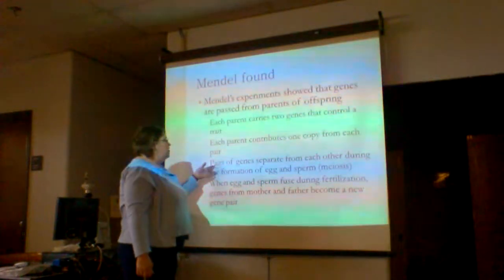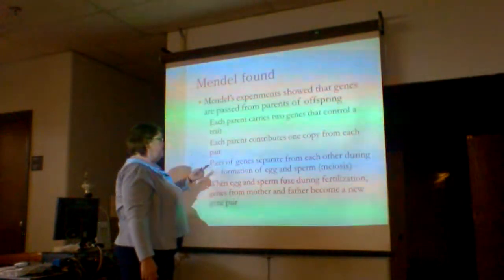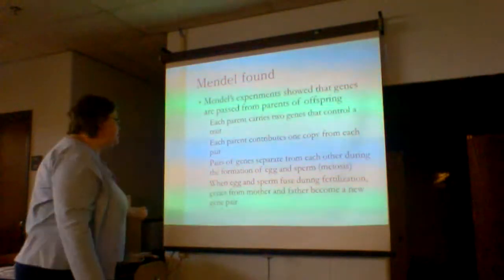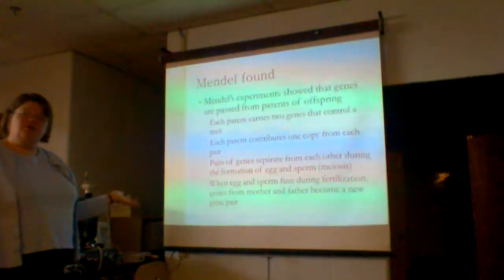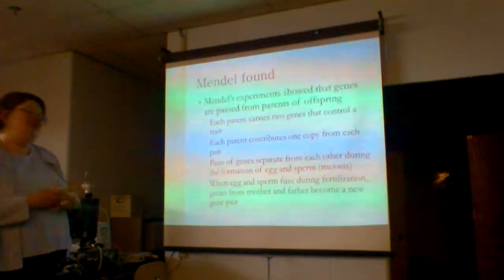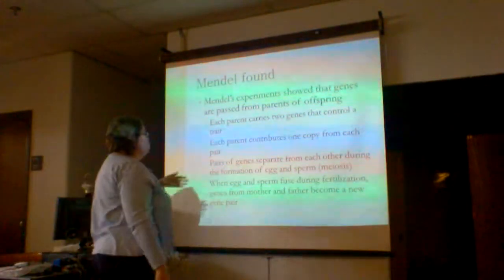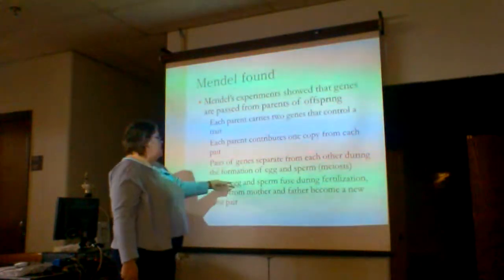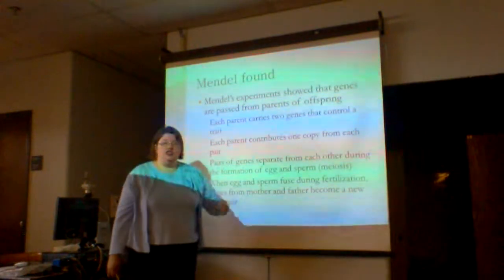He figured out that the pairs of these genes separate from each other. When we form sperm cells and egg cells, they line up in a really random way, and there can be an exchange of information when that happens, but one copy gets into each of the egg and sperm cells, and when egg and sperm cells fuse, now you have a new gene pair.